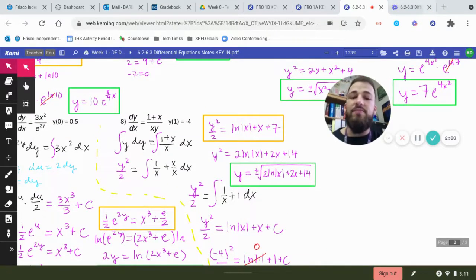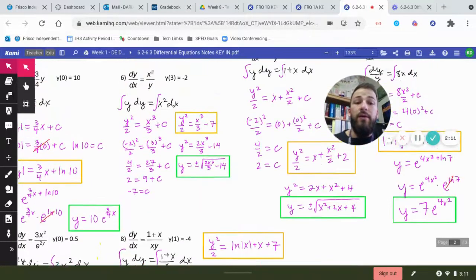And then solve all the way out. That one's a little easier. Multiply the 2, square root the y. So we get positive or negative square root of 2 natural log of x plus 2x plus 14, or our unsolved one if you do not have to solve for y.